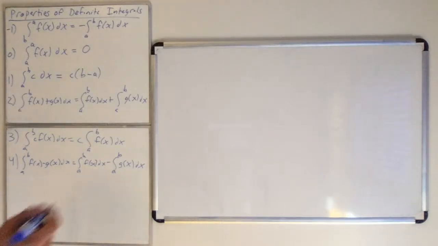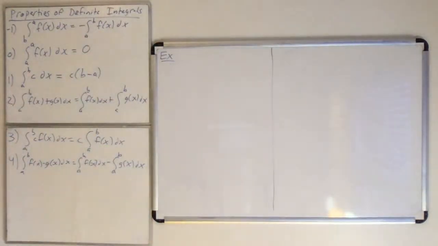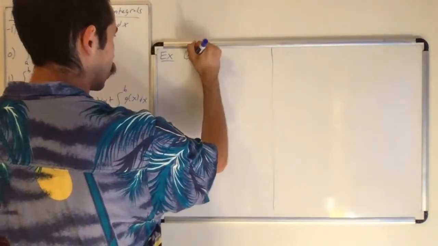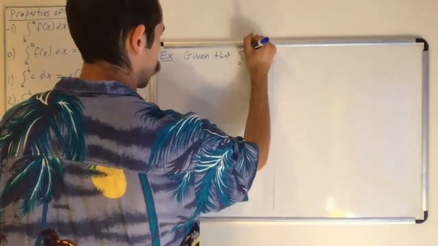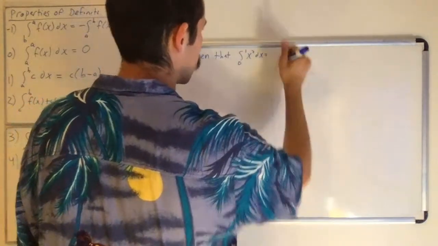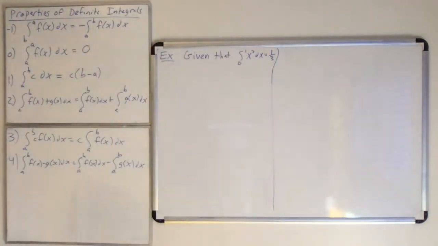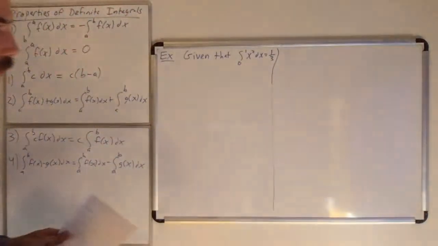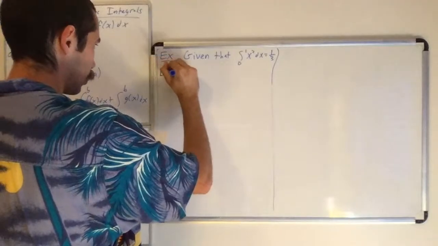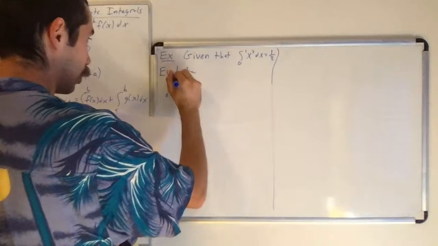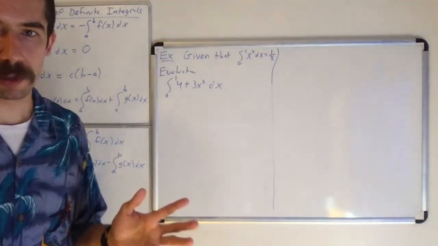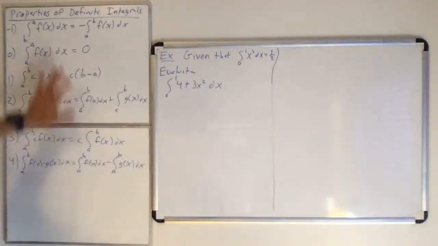Okay, let's look at an example. Given that the integral from 0 to 1 of x squared dx is 1/3, we actually showed this a few classes ago when we found the area under the curve of 1/3 with a bunch of rectangles. So given that we proved this a few days ago, evaluate the integral from 0 to 1 of 4 plus 3x squared dx. Obviously, don't use the Riemann sum limit of terms. That's going to be a mess. Use the properties we have here.